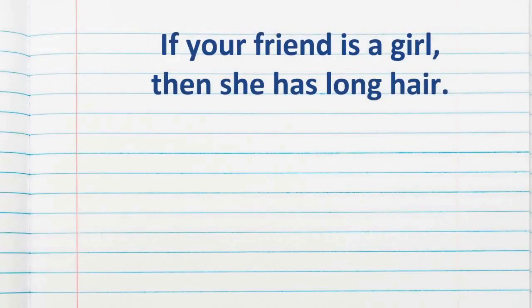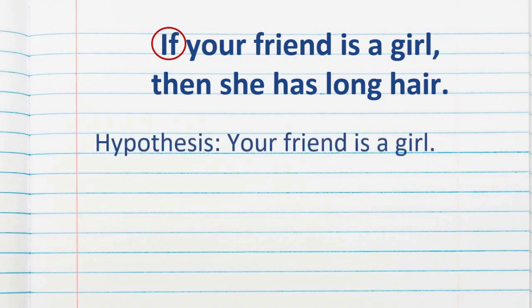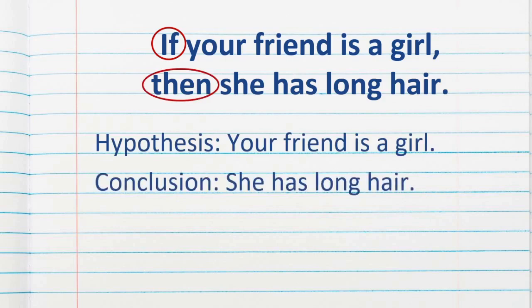Okay, how about this one? If your friend is a girl, then she has long hair. So again, we have if, so we know that our hypothesis is your friend is a girl. Then, because of the keyword then, we know that our conclusion is she has long hair.